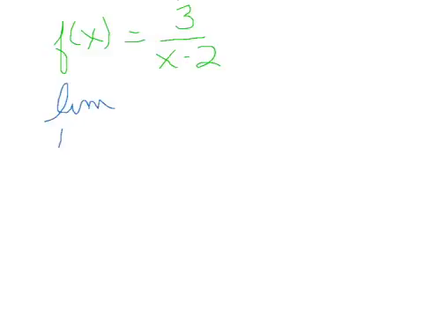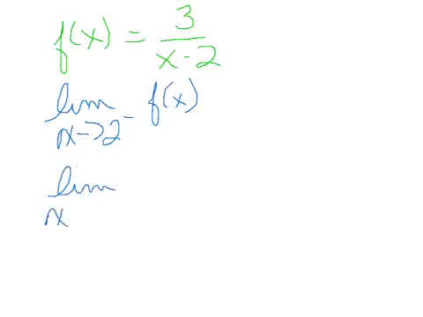Okay, we want to look at a function, and that function is f of x equals 3 over x minus 2. All right, and I want to see what happens. We want to take the limit as x approaches 2 from the left of f of x, and the limit as x approaches 2 from the right of f of x. Now, this is a function that we have looked at several times, the basic function.